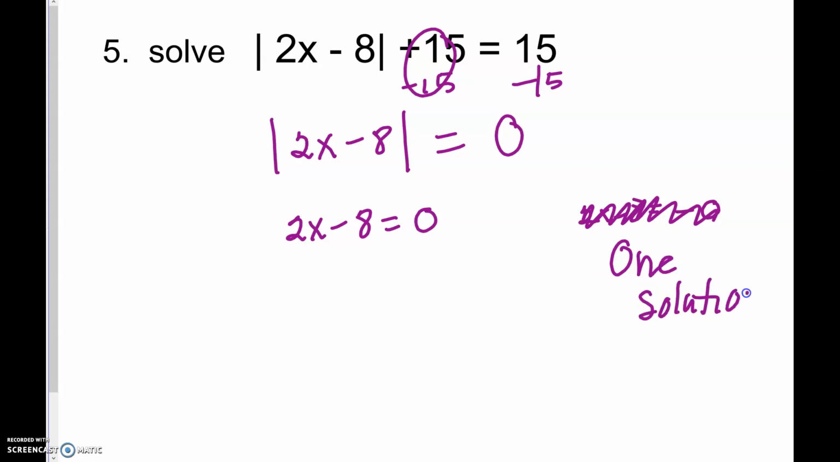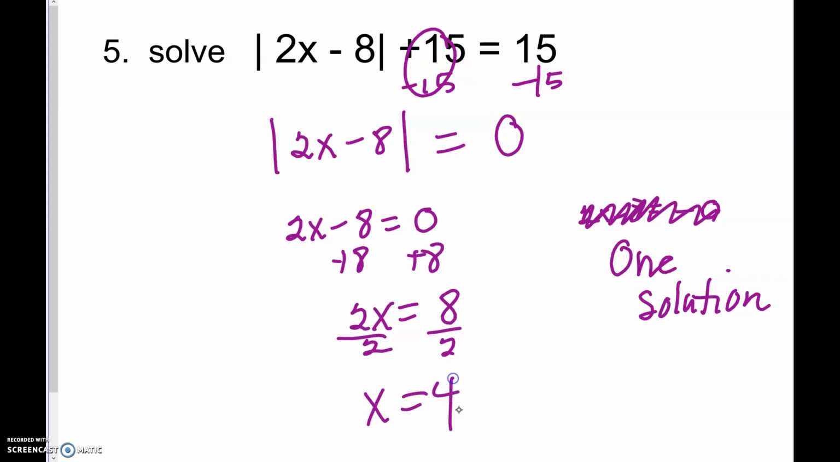So now let's solve this and find out what our solution is. Add 8, add 8. So 2x equals 8. Now we're going to divide by 2, and x is 4. So we only have one solution, and the answer is x equals 4.